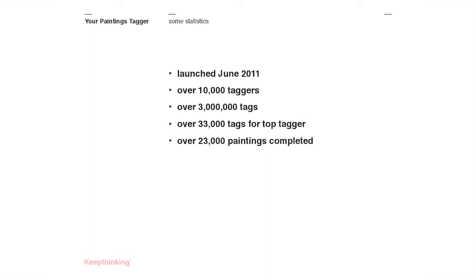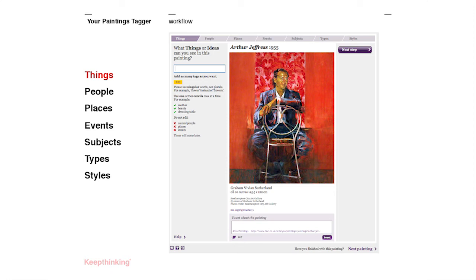And we now have over 23,000 paintings that have actually been tagged, so completely finished. But that means, in terms of the fact we have 212,000, we've got a long way to go, and this has been going for 2 years. So we would say it is successful, but we need to improve it. And just very quickly, the workflow that we have follows the things, people, places, events, subject types, and styles, which are the facets that we wanted to expose.